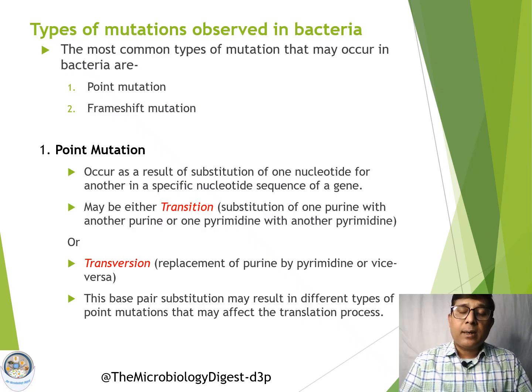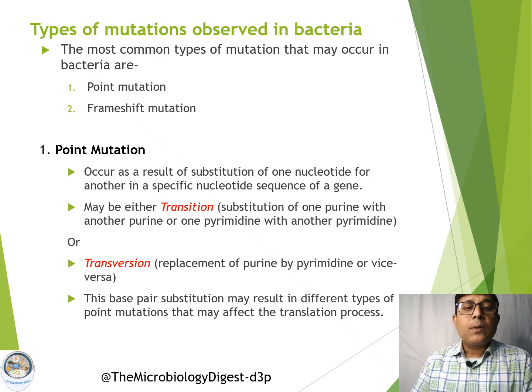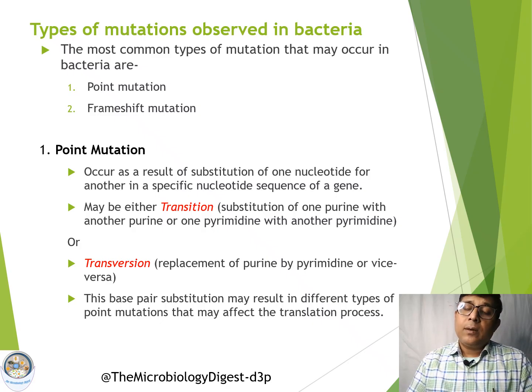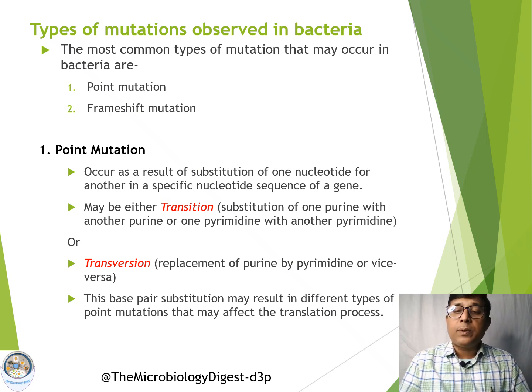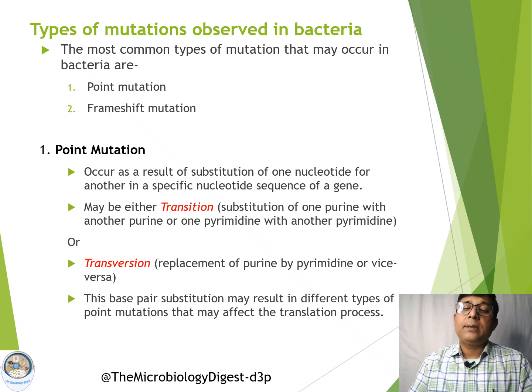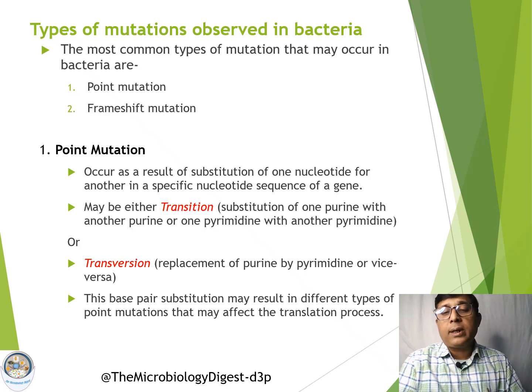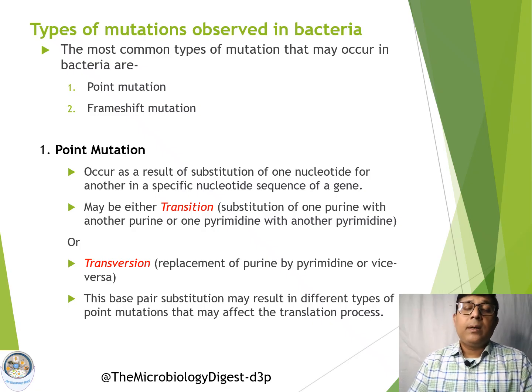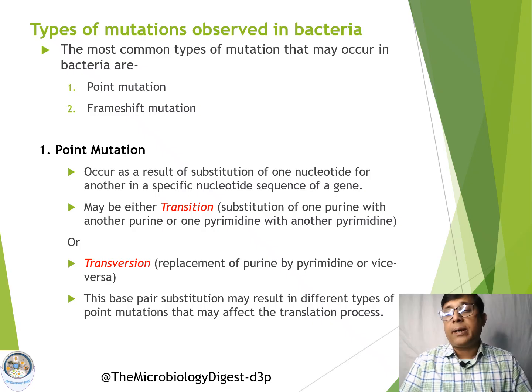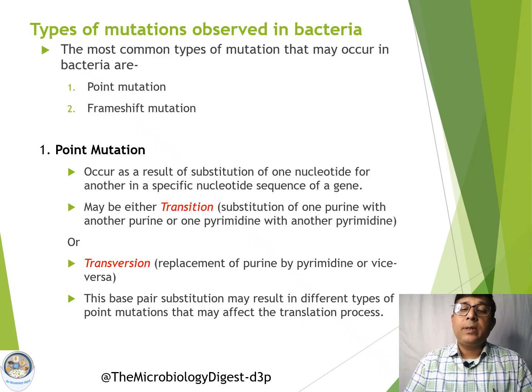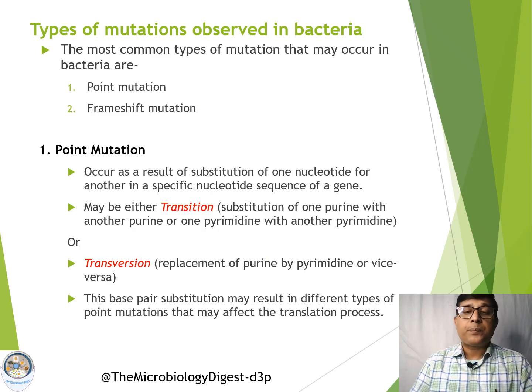There may be transition type, when a purine base is substituted with another purine, or a pyrimidine base is substituted with another pyrimidine. This type of change is called transition. Sometimes there may be transversion type. Transversion means that a purine base is replaced by a pyrimidine base. That is the transversion type of point mutation.